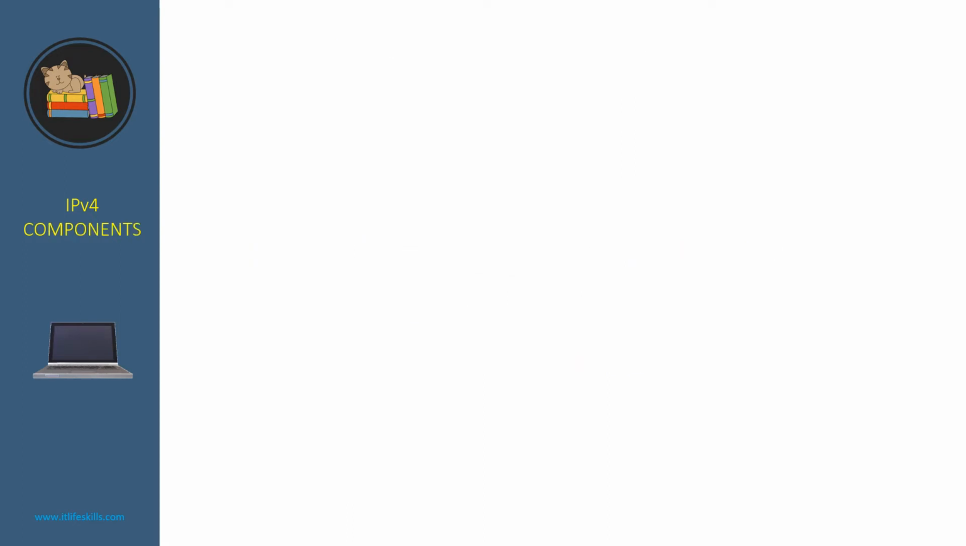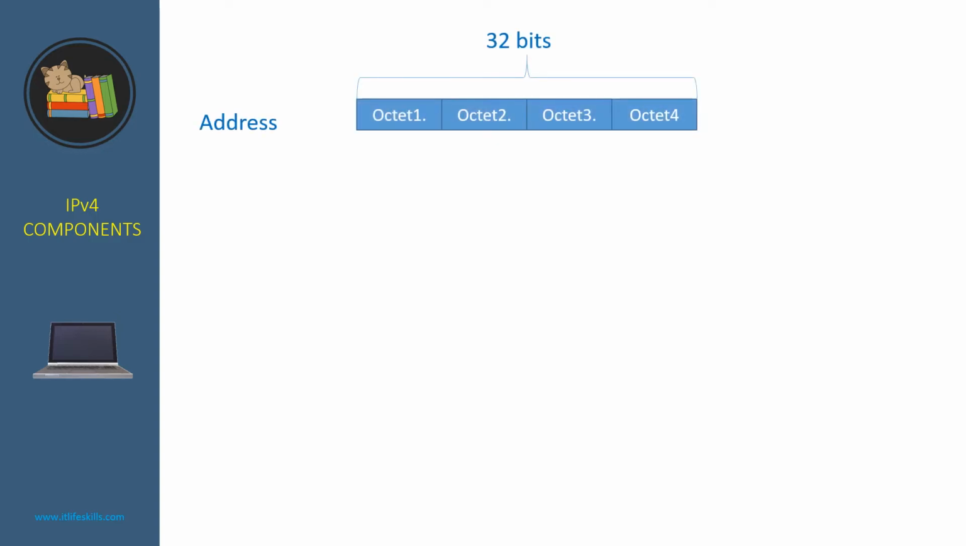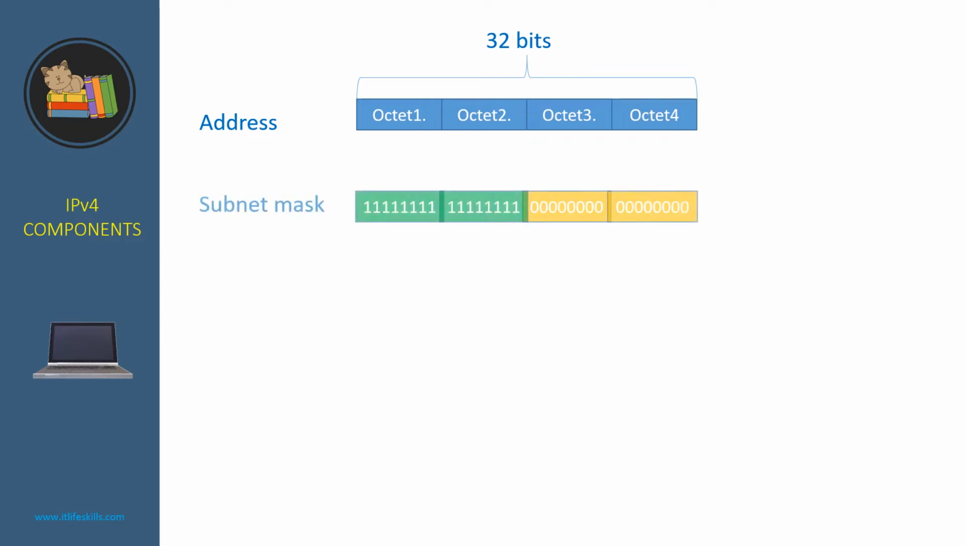Let's talk about IP version 4 components. The first component is the address. The second component is the subnet mask, which is a series of 1 bits, then a series of 0 bits. The subnet mask helps identify the network bits and the host bits in an IP address.